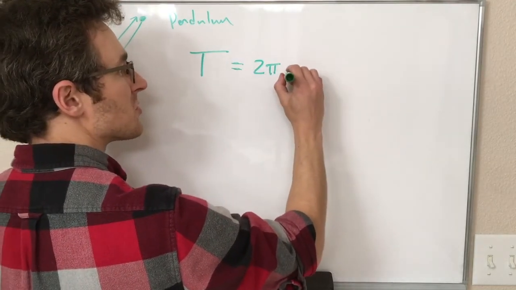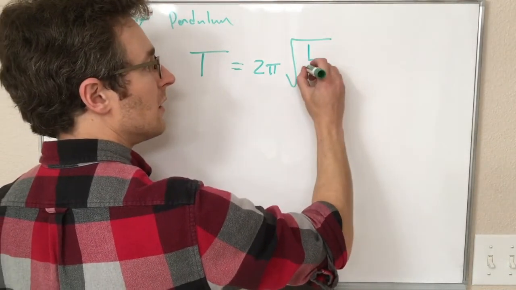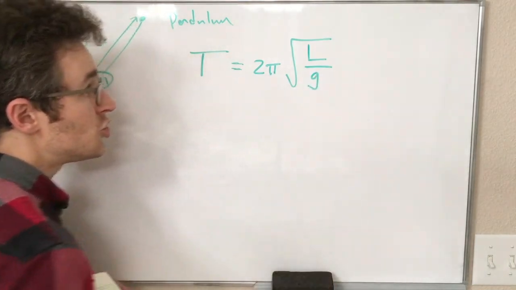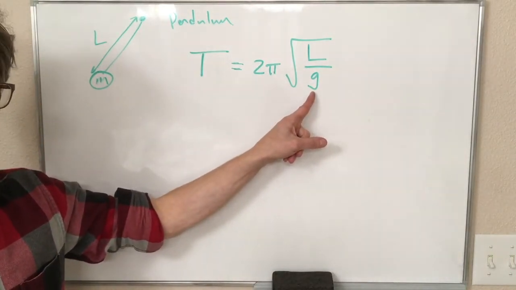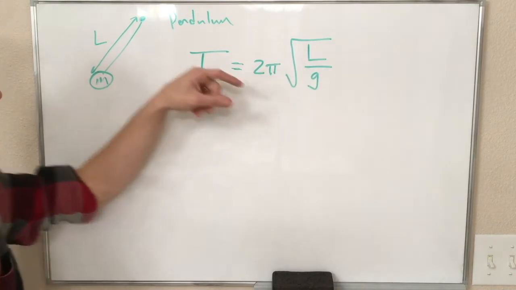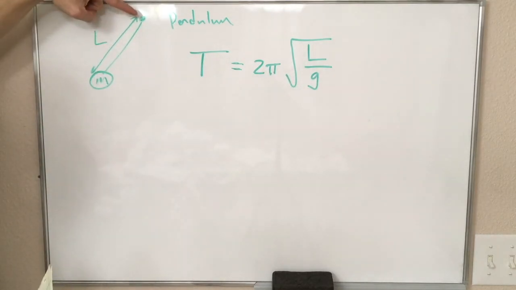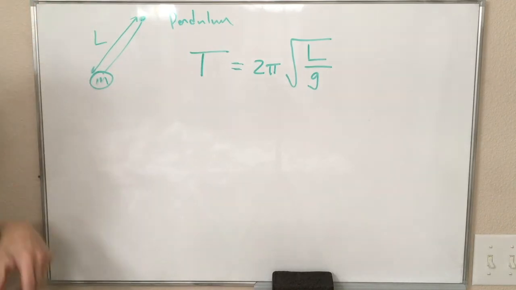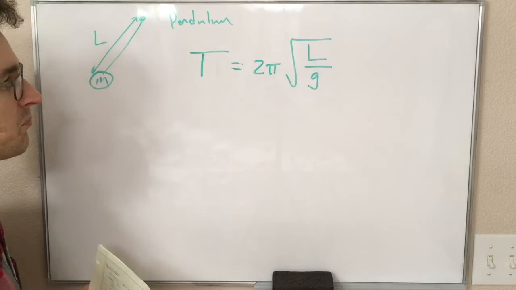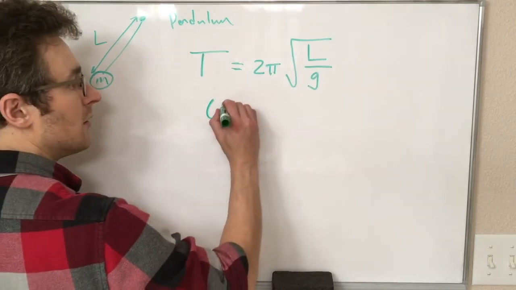It's 2 pi times the square root, but now it is the square root of L over g. g is our good friend gravitational acceleration, 9.8 meters per second squared. L is the length of this string, or really, it's the length from the pivot to the center of the mass, if we're being careful, but usually in our problems, that's not going to make a difference. And the actual value of the mass does not appear in here.